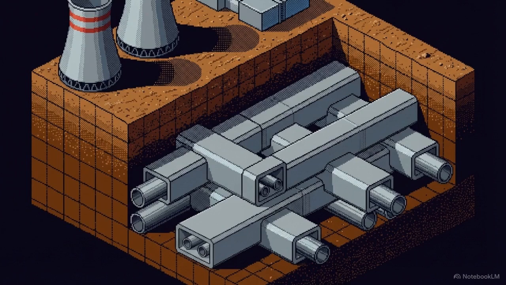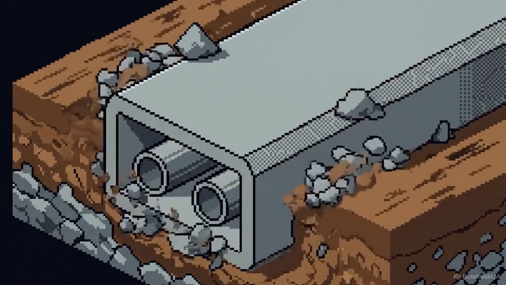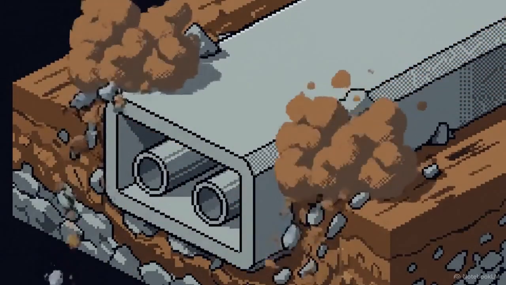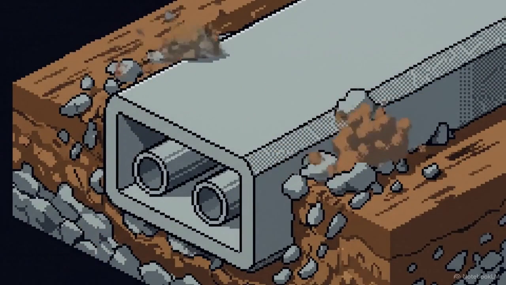Deep beneath the nuclear power plant, a network of rigid concrete structures houses the facility's critical cooling pipes. During a major earthquake, these subterranean lifelines face massive tectonic forces, with thousands of tons of shifting soil and rock grinding directly against their walls.